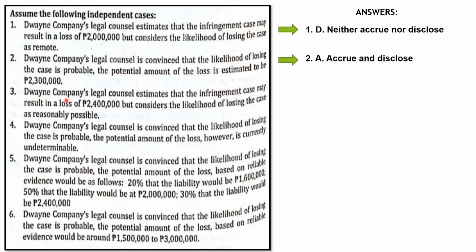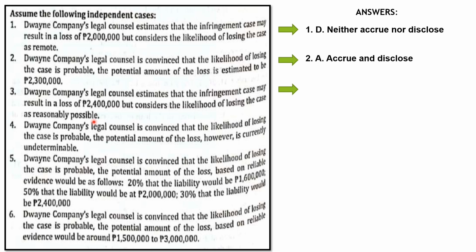Number 3. Dwayne Company's legal counsel estimates that the infringement case may result in a loss of 2.4 million, but considers the likelihood of losing the case as reasonably possible. So this is a contingent liability. Do not recognize it, but disclose the contingent liability in the notes of the financial statement because the likelihood of the outcome is possible, not probable.